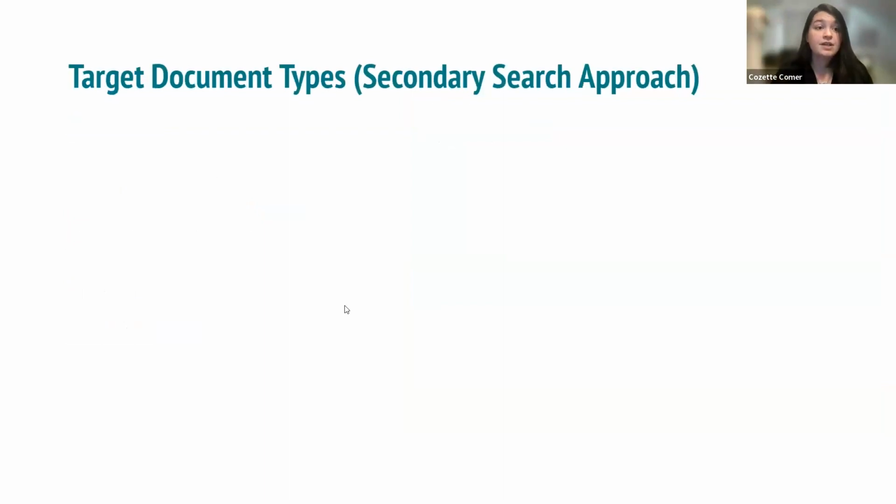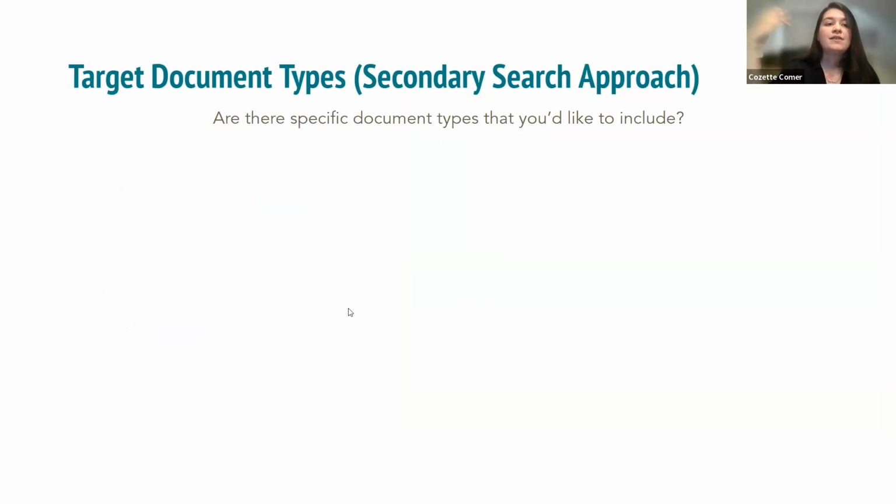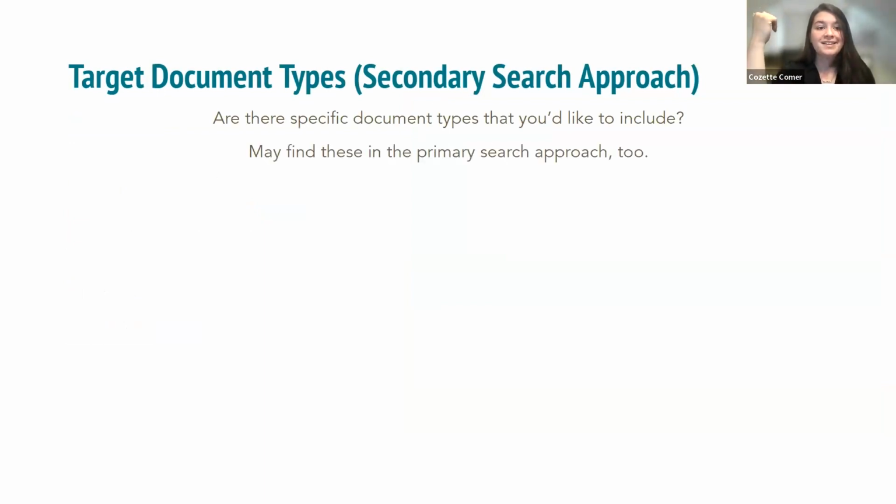You might also consider targeting document types. We mentioned that in one of the considerations as well. This would really be more of a secondary approach, but you want to consider, are there specific types of documents that you'd like to include? You may also find some of these resources in the primary search approach too, but if they're very important to your research question, it would be important to target these directly.